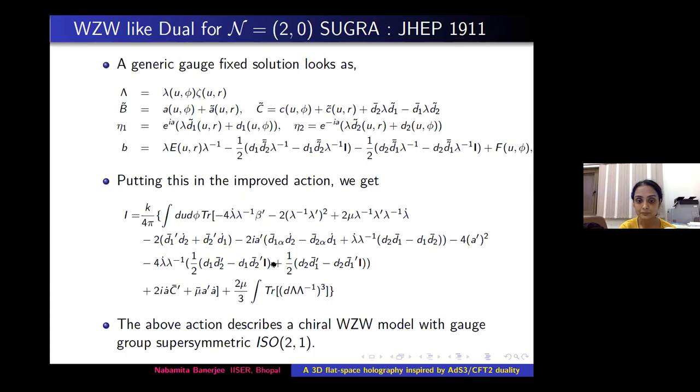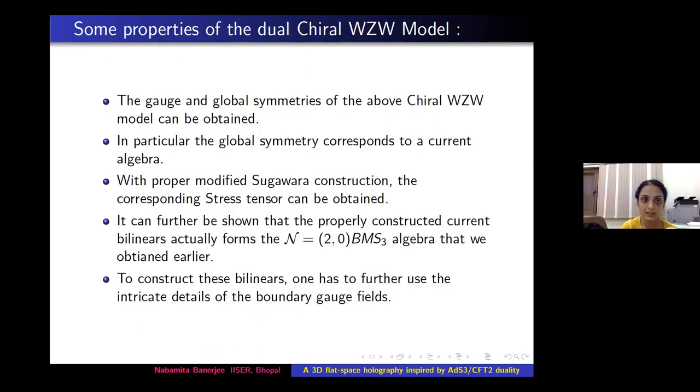Okay, but again, at this level, you can say that this is just an equivalence at the level of action. So what more do you know from here? What you can actually show more is the following, and I'll just tell you the results. The first statement is that the gauge and global symmetries of this chiral Wess-Zumino-Witten model can be obtained.